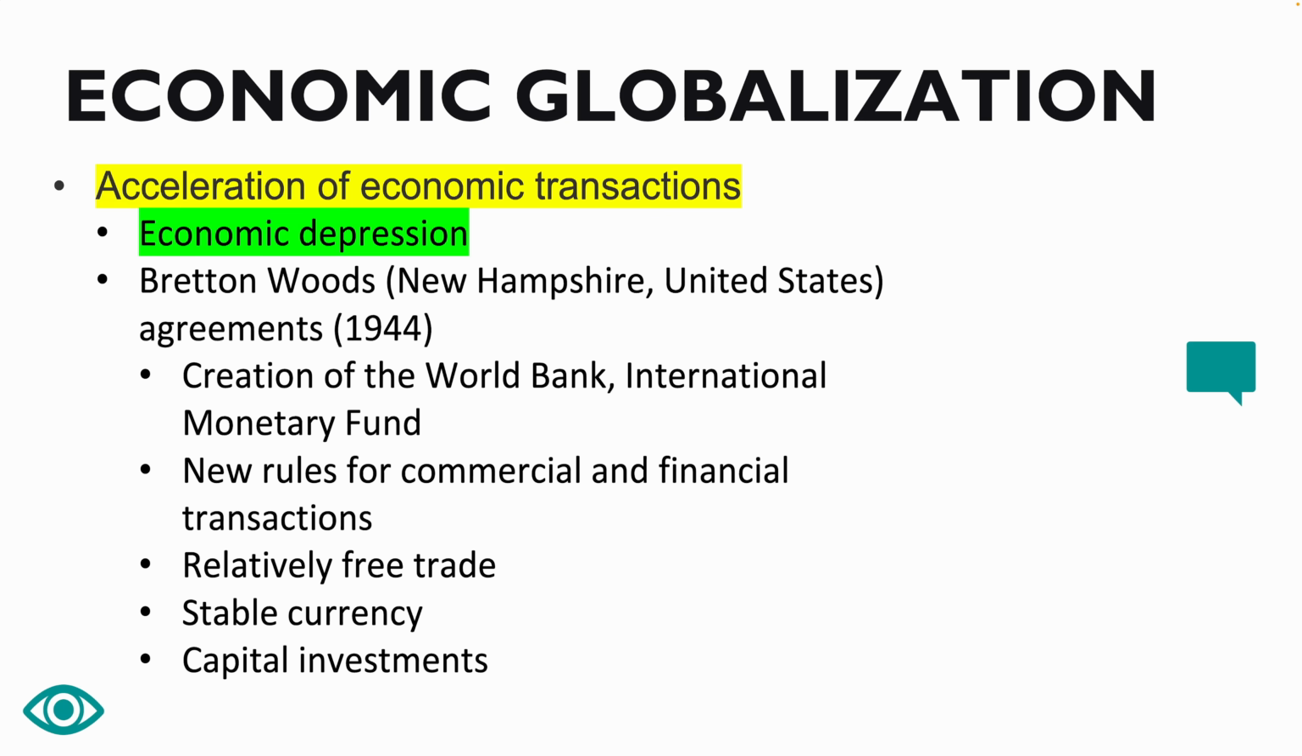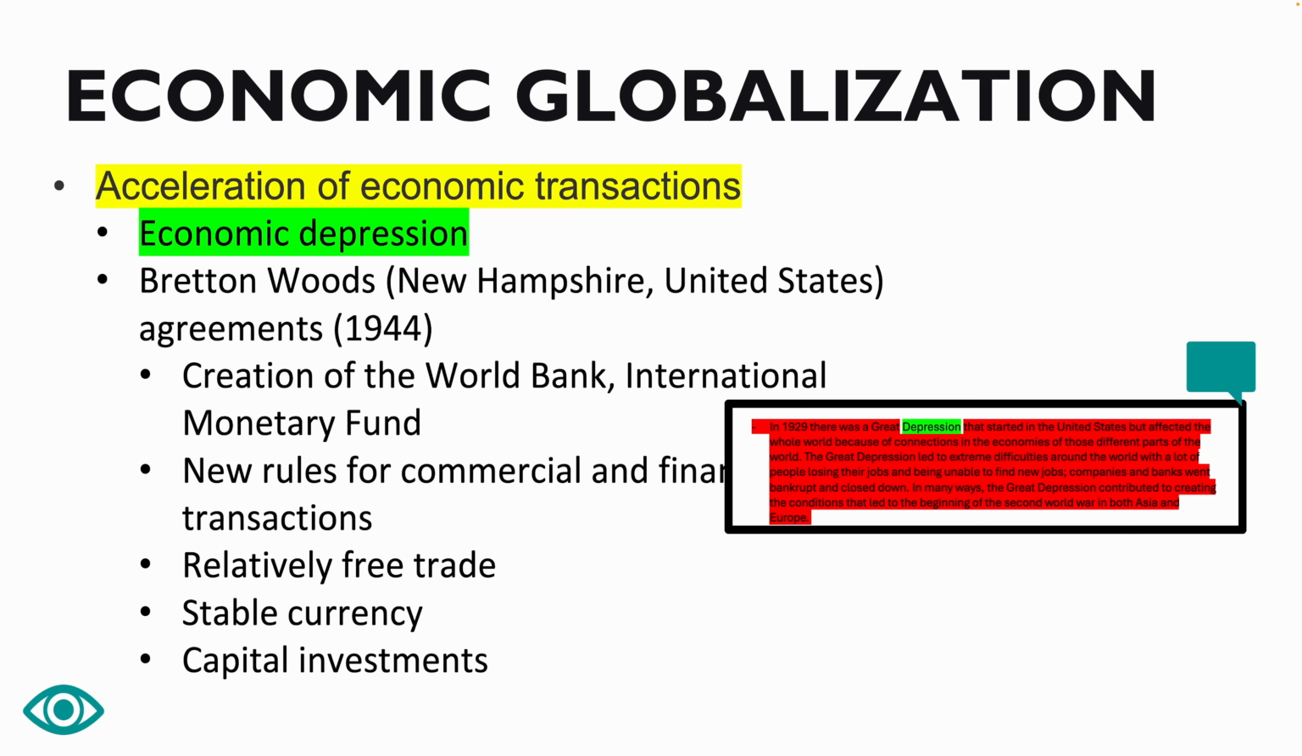Moving on to the second bullet point, all it says is economic depression. So I highlighted that one in green and then everything else in red. The next bullet point says Bretton Woods, New Hampshire, United States Agreements, 1994.